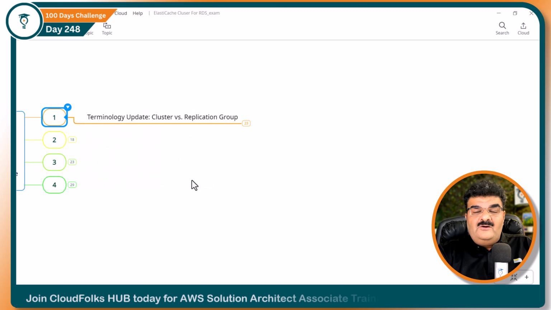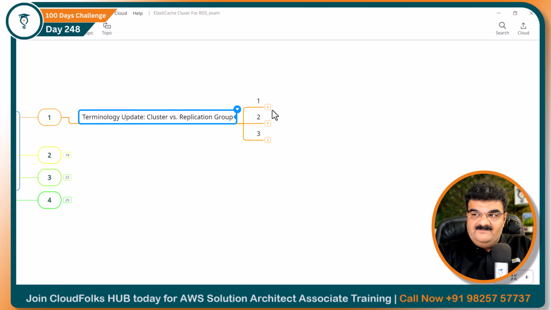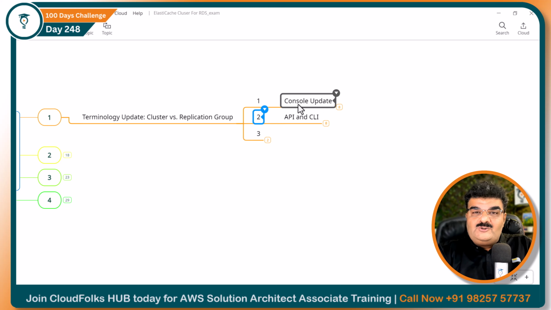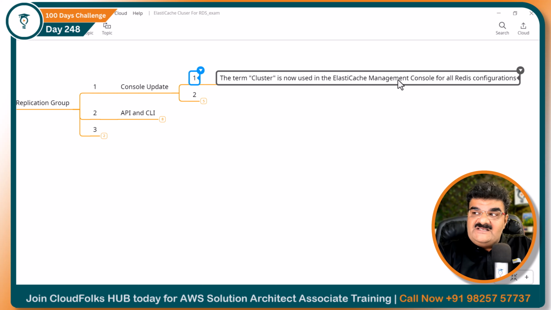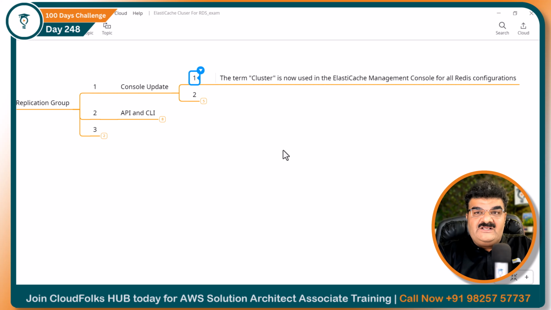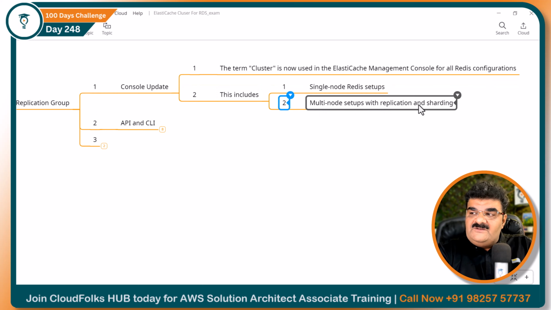Now, first of all, there is one terminology update. This terminology update will really confuse you. So there is a word cluster and replication group, right? Here, a console update. Now what happened? See, the term cluster is now used in the ElastiCache Management Console for all Redis configuration. Now when you are going to set up Redis, because Memcached doesn't support cluster mode, they are using the word cluster, right? Now in Redis, if you are going to set up a single node Redis setup or multi-node setup with replication or sharding, they call it cluster.